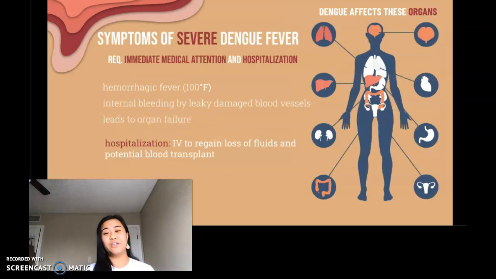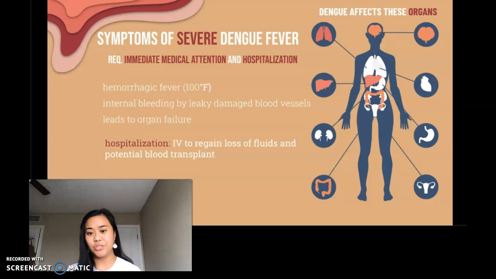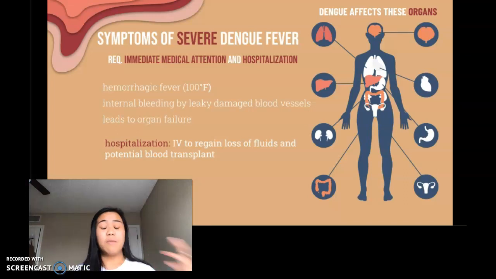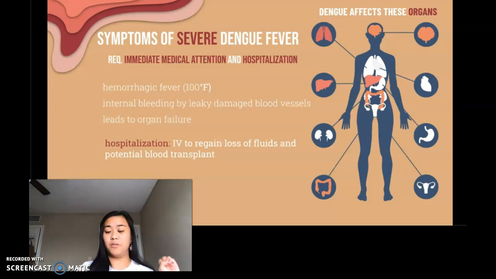In terms of the severe form of dengue fever, this requires immediate medical attention and hospitalization. These are the types of symptoms and signs that you'll see. If you have the severe form of dengue fever, you'll have a hemorrhagic fever, which means that you're essentially going to have internal bleeding from these leaky, damaged blood vessels, and organ failure can persist within your lungs, your liver, and your guts. And that fever really does pop a lot of vessels in your brain, which is not very good. So that's why it requires immediate attention.